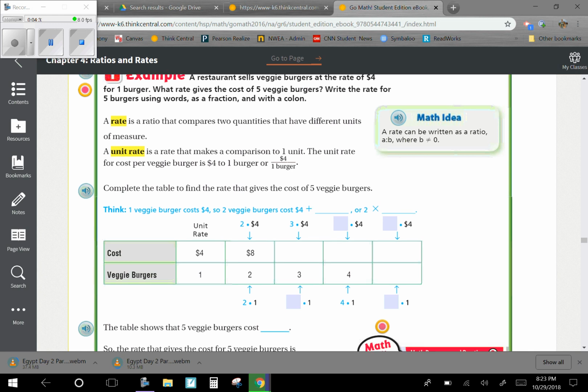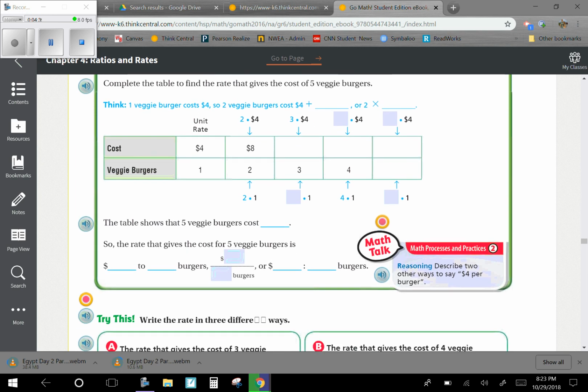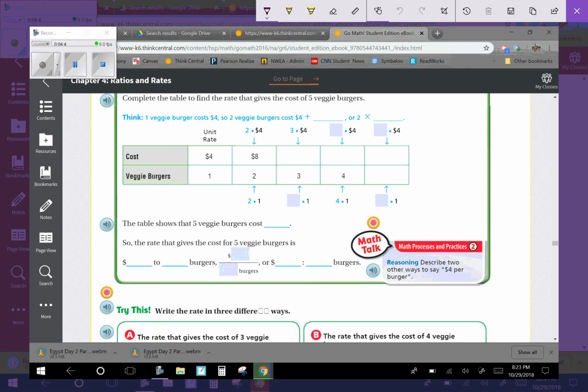Complete the table to find the rate that gives the cost of 5 veggie burgers. So we'd think, 1 veggie burger is $4, so 2 veggie burgers would be 4 plus 4, 2 times 4, which is 8. 3 times 4 is 12, and that would be if we did 3 times 1. 4 times 1 is 4, and then up here we would have to do 4 times 4 for the top, which is 16.